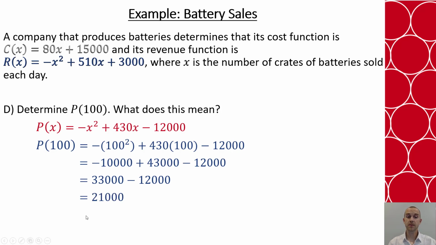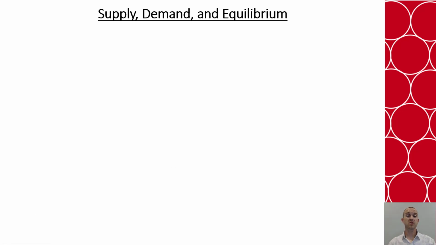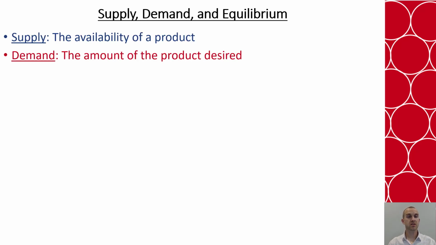So what does that mean? That means that if 100 crates of batteries are sold, the company will make a profit of $21,000. Now we also talk about the supply, the demand, and the equilibrium of products being sold. Supply represents the availability of a given product, and demand is how much that product is desired. And the greatest influence on both is price.